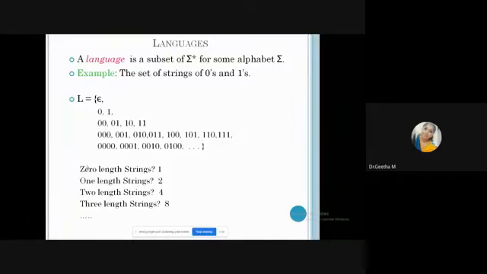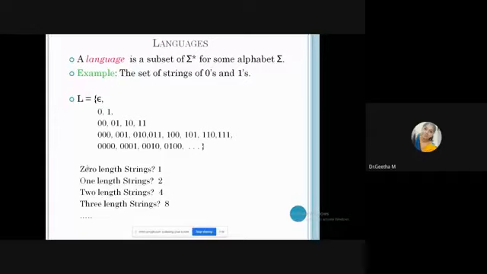So the points I have given at the bottom: how many zero length strings are available in this L? You know that we always have only one zero length string, that is epsilon. Then find out the one length strings, zeros and ones.